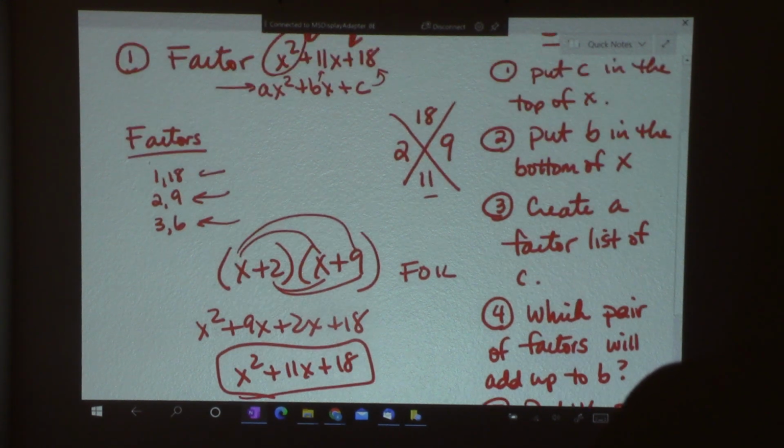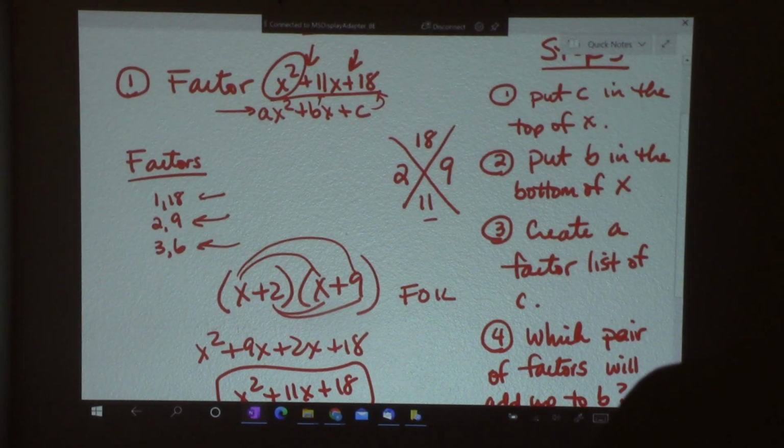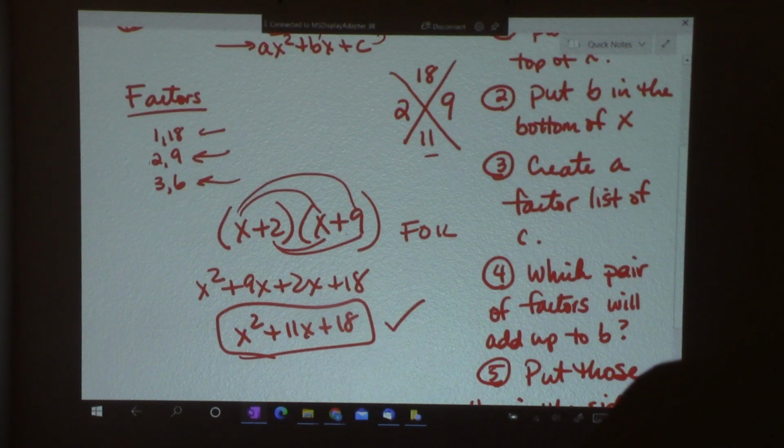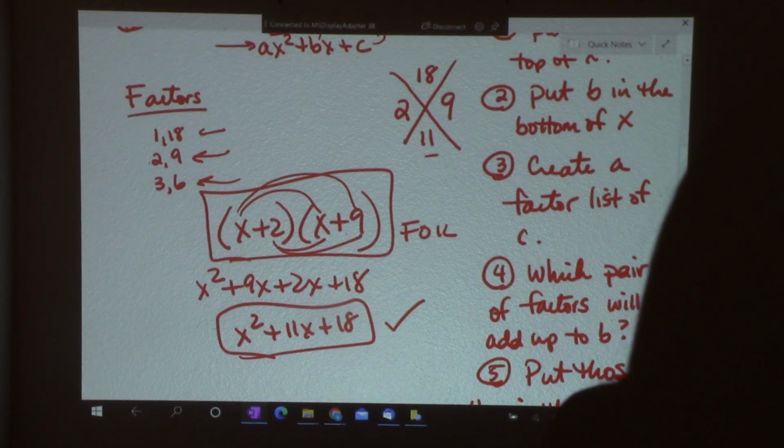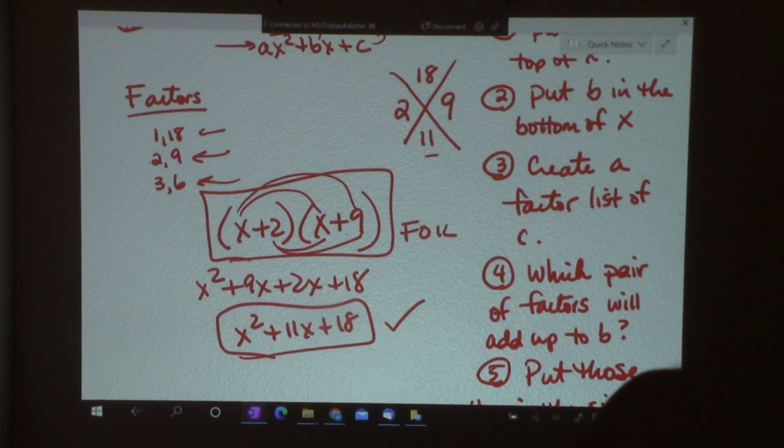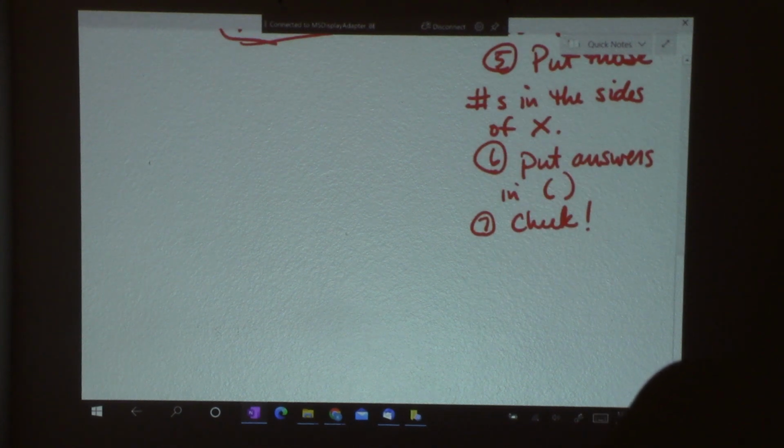Is that the same as what I started with? Yes, it is. So I know that this answer is correct. And that's how I do it. Okay, so let's do another one. And we will have our steps. You should have that in front of you so that you can fill that out or follow those.